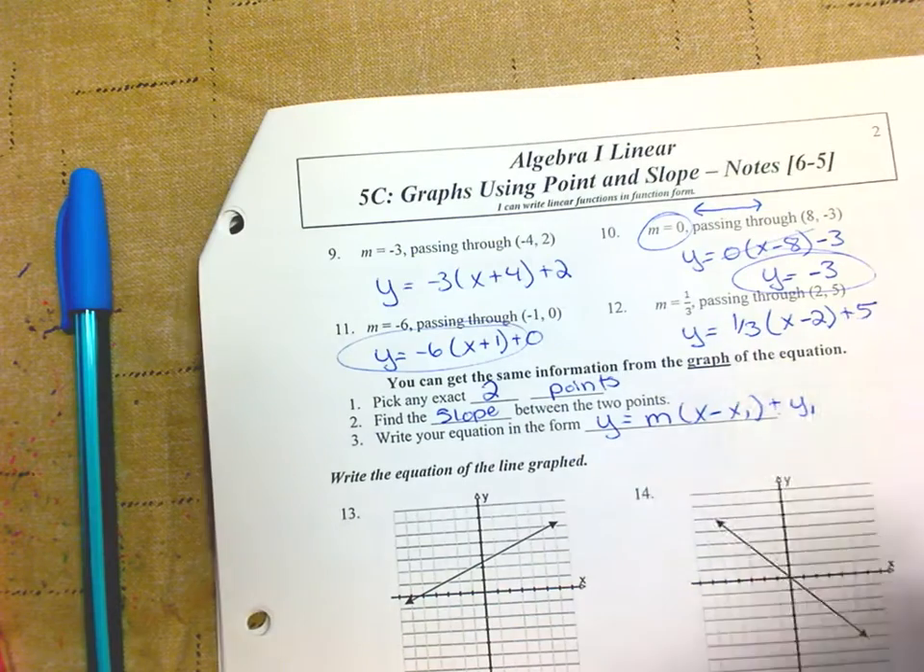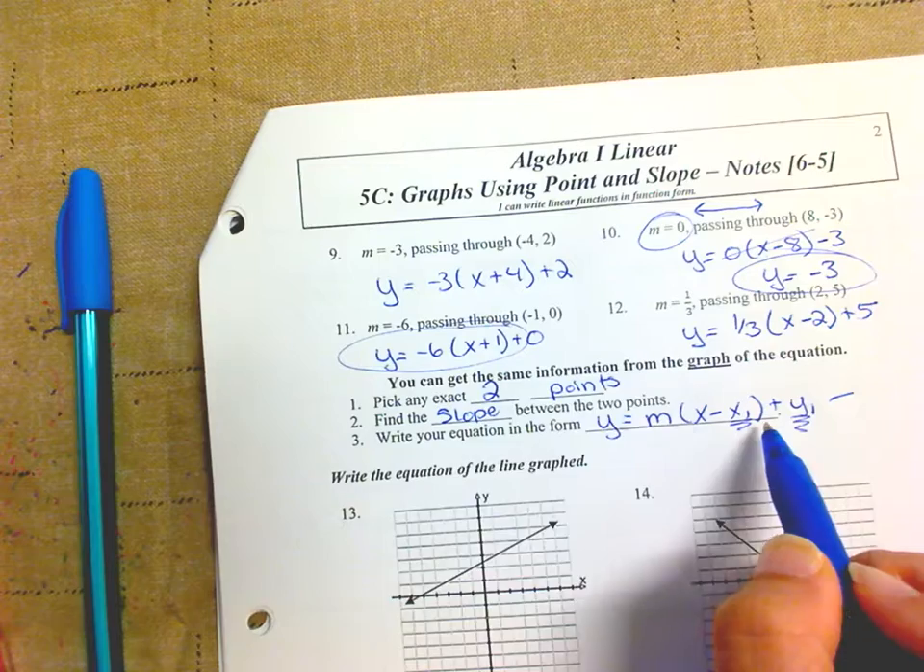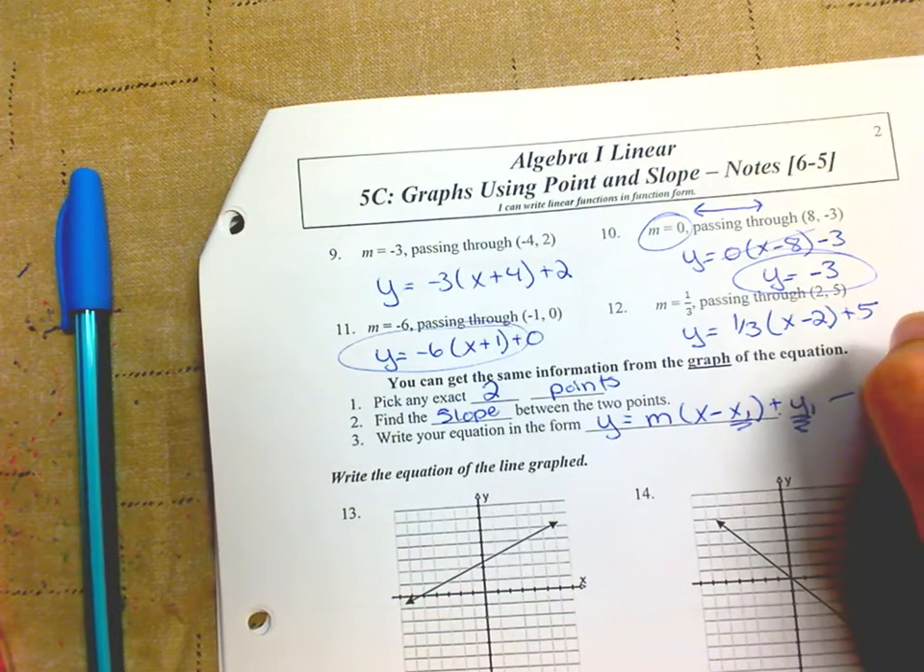And when you go to do this, for your x1 and your y1, you can pick either of the 2 points that you used to find the slope, or any point on the line.